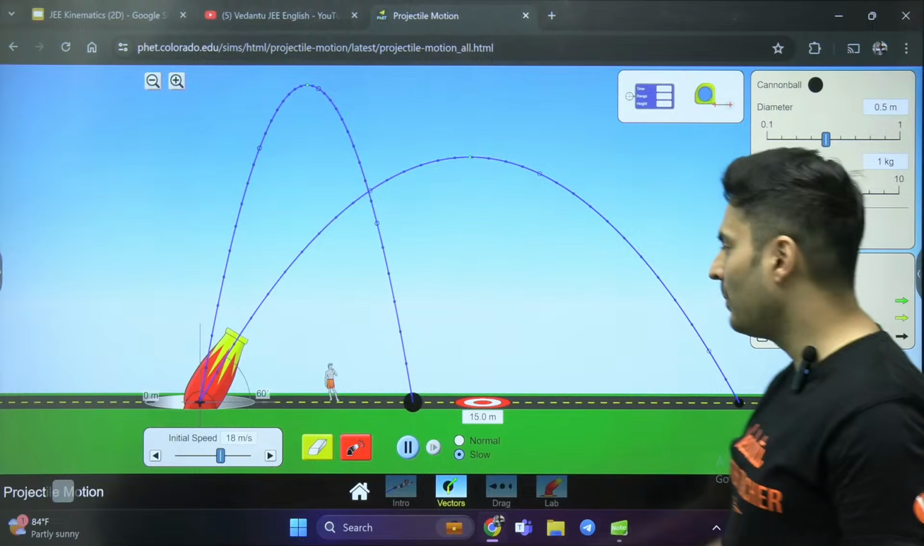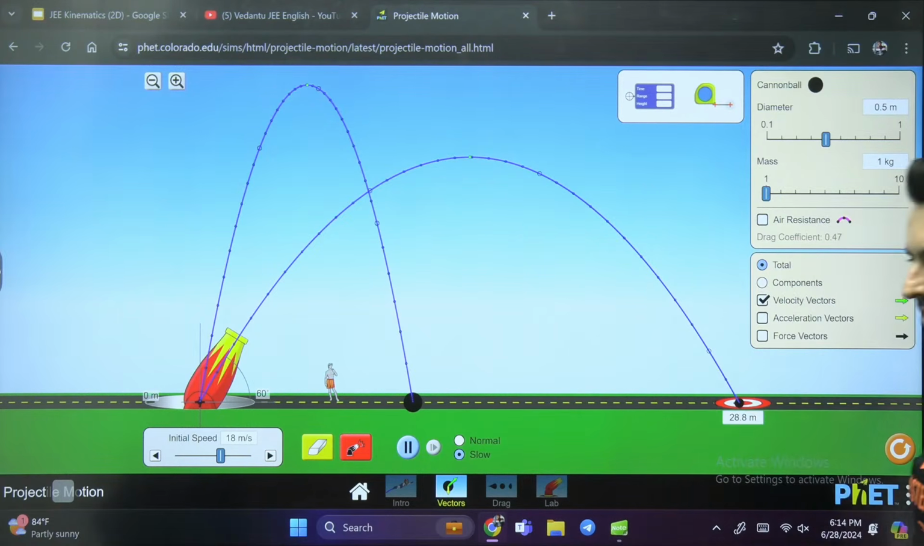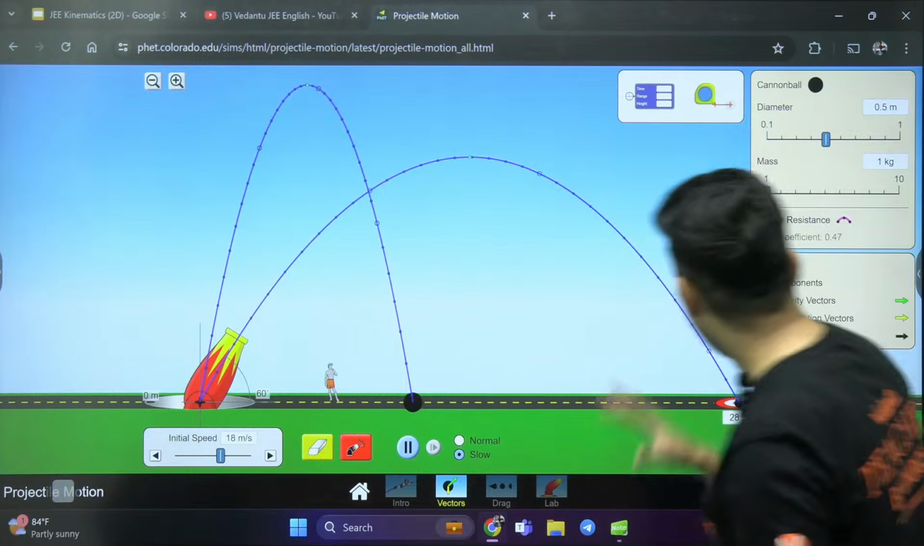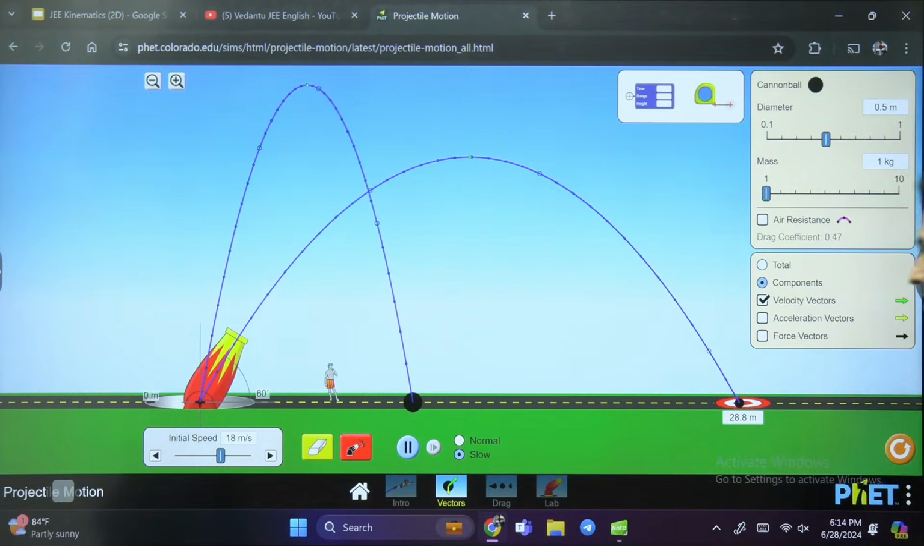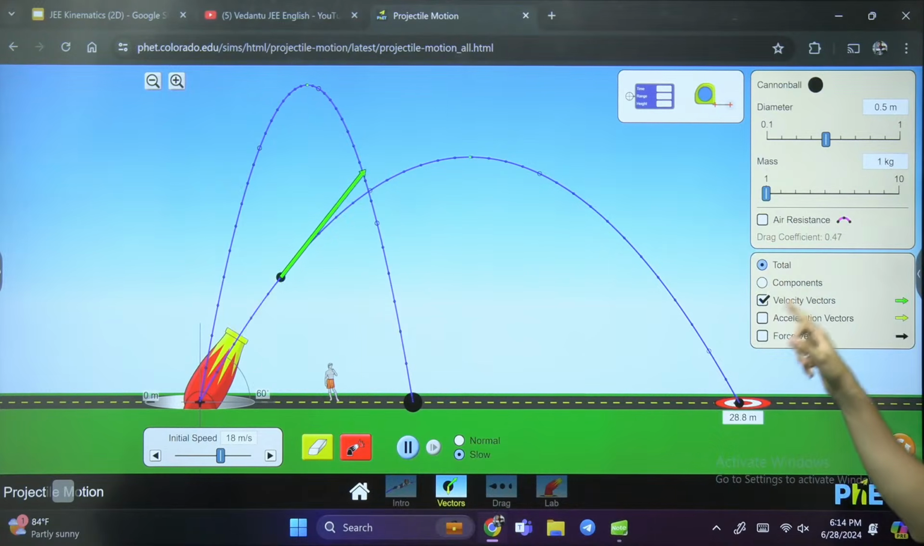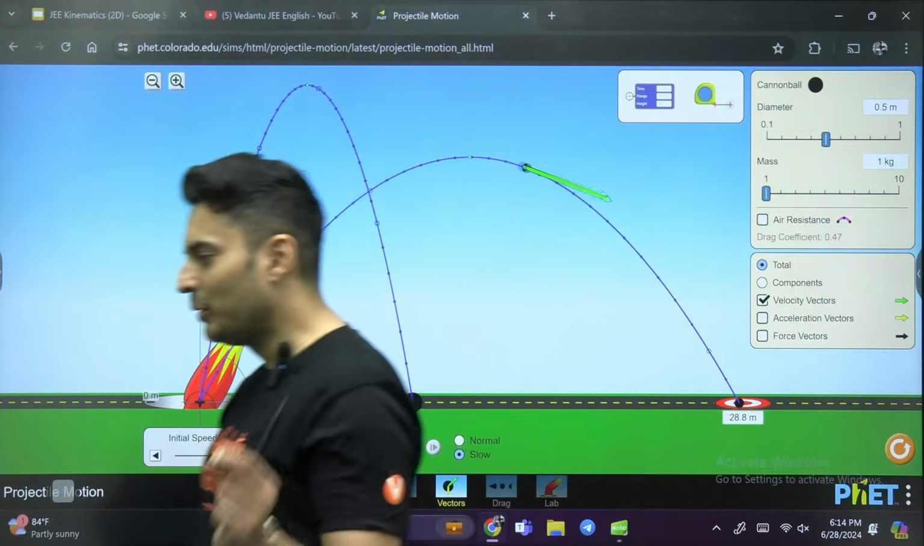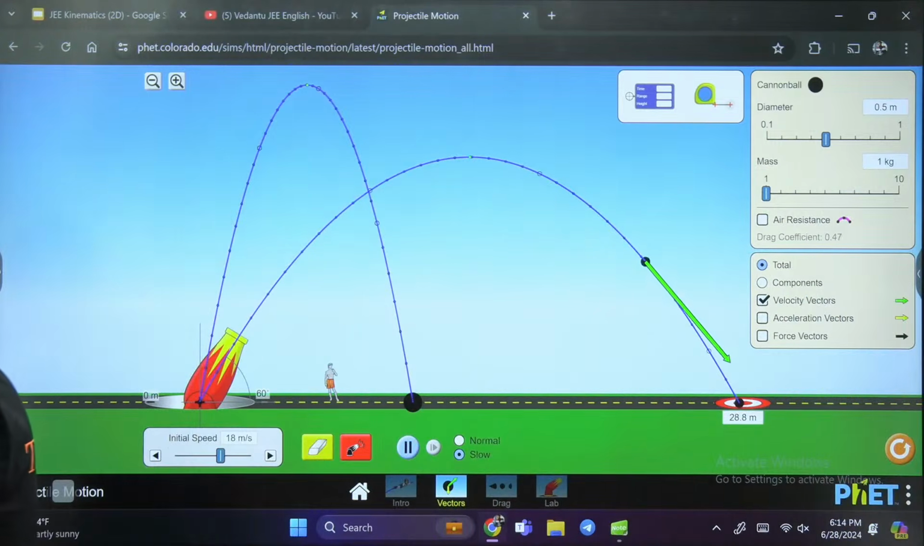Isn't it amazing, my dear warriors? So it has hit somewhere over here, close to 28 meters. Amazing. Now, let us look at the components. This was the total vector. Whatever I showed you was the total velocity vector. If I split it into components, what do you expect?